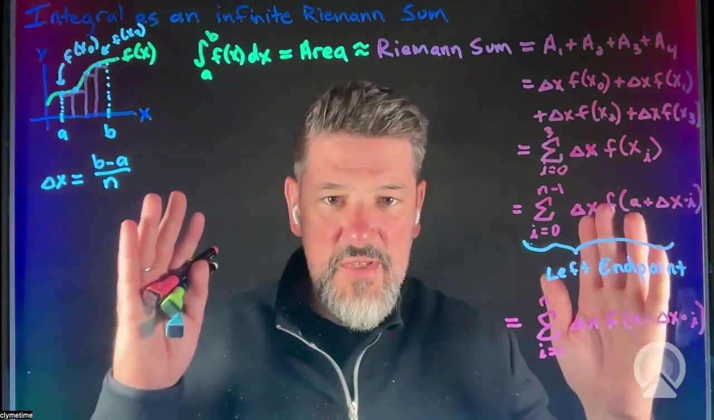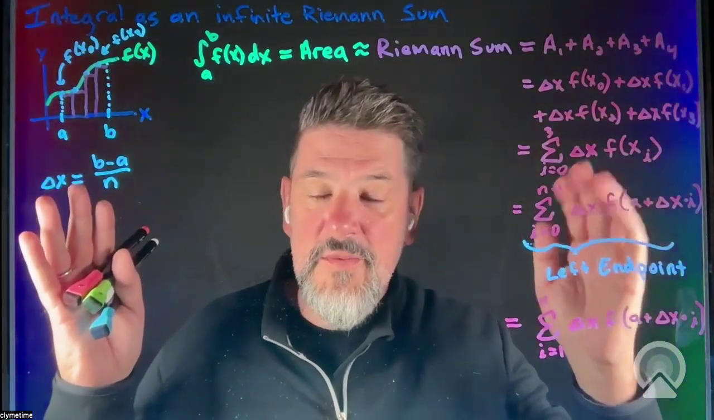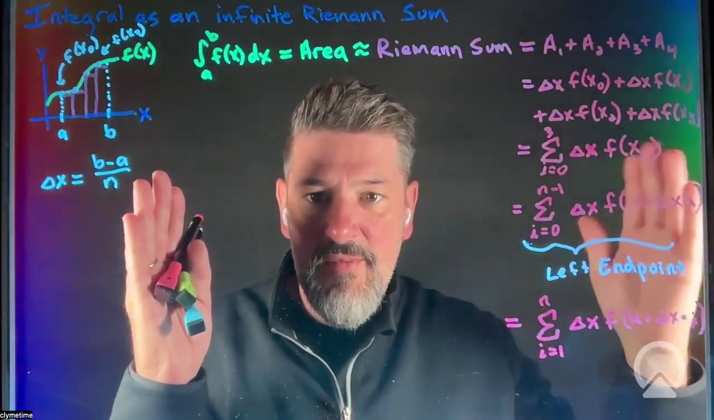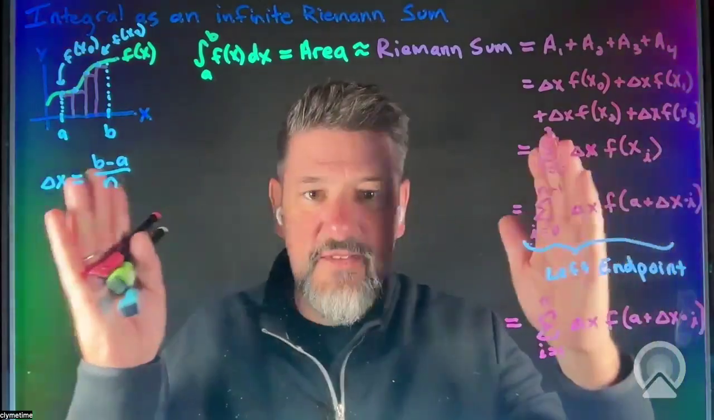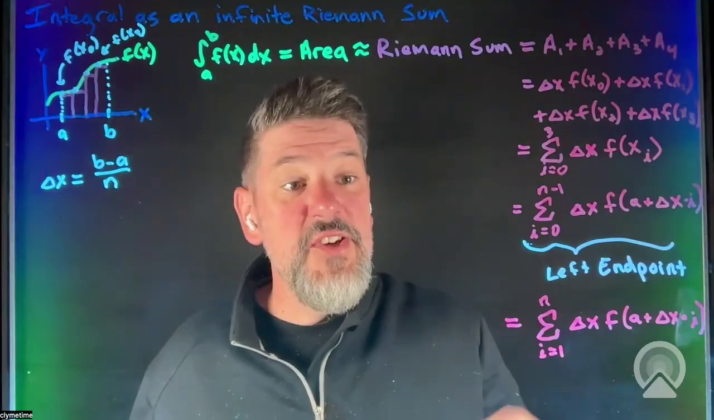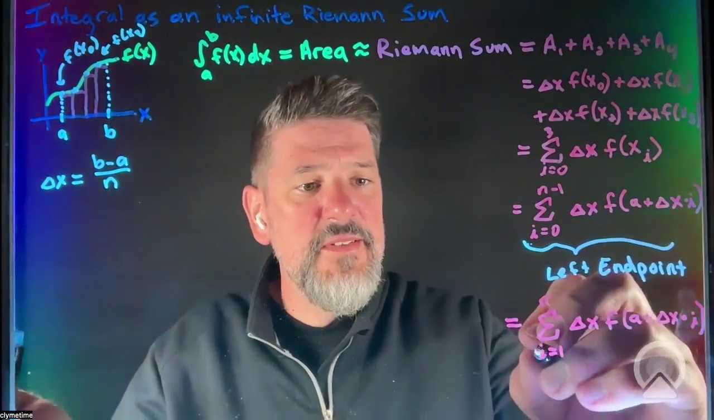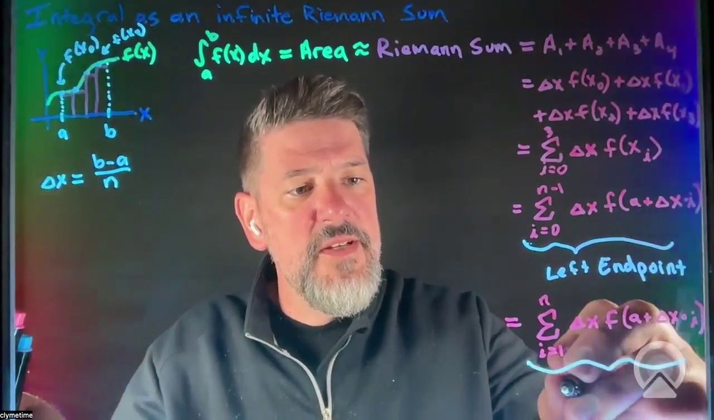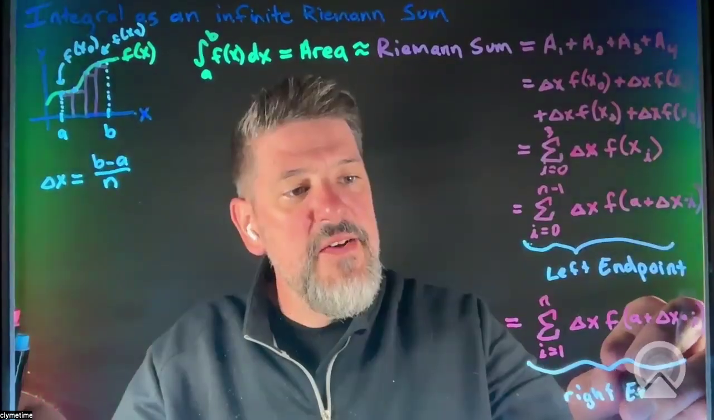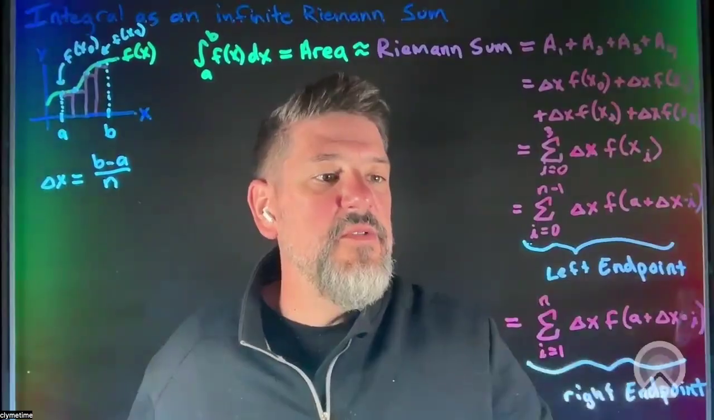When using left endpoints, you use the far extreme left, but you don't make it to the far extreme right. When using right endpoints, you start one over and you end at the far extreme right. It's just a shift of which function values you use, but all the middle ones stay the same. All that changes is your starting point and your ending point. And this here is your right endpoints.